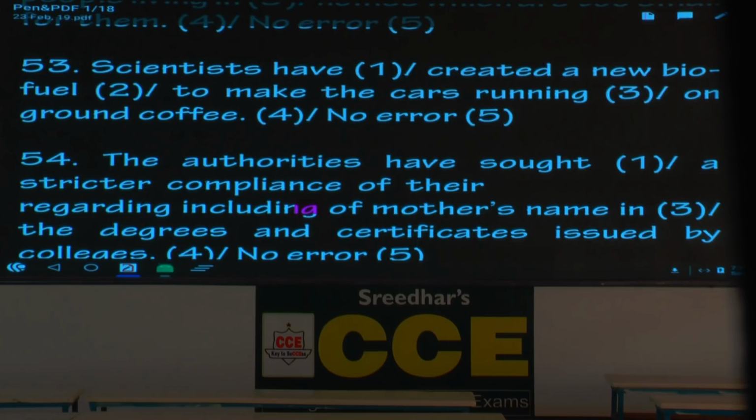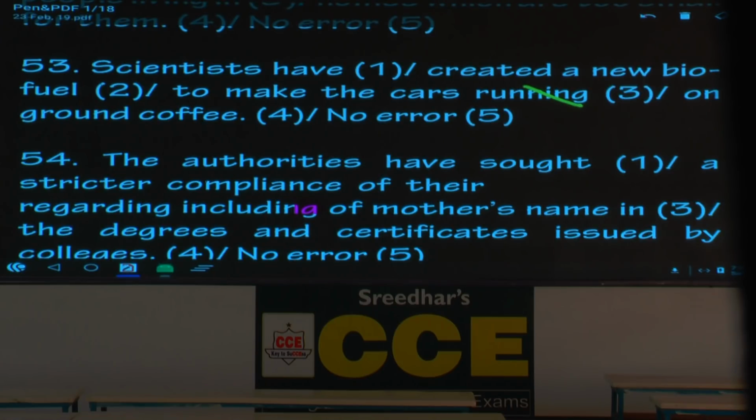Question number 53, rather easy. Scientists have created a new biofuel. Please underline biofuel. To make the cars running on ground coffee. So where is the error? Third part, what is it? To make the cars run or running? Run. Please strike off.